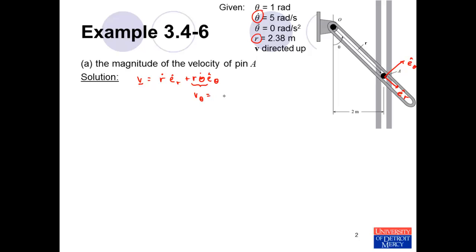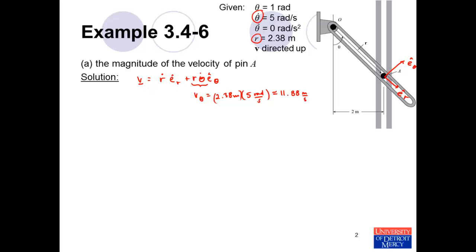So v theta is equal to r, which is 2.38 meters, times theta dot, which is 5 radians per second. If we multiply that out, it equals approximately 11.88 meters per second. So that gives us one component of the velocity. We want to find its magnitude, so we also need to find the other component. Looking at this, we have two things that we don't know with only one equation.